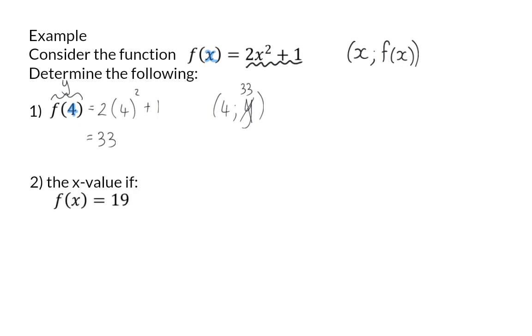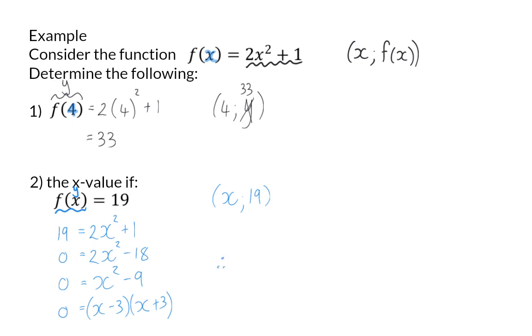In example 2, the x value is not given, but this time the whole y value is given as 19. So again, we are asked to determine part of a coordinate, but this time the y value is given and we need to determine the x value. That is why this time I'm going to take my equation and on the left-hand side substitute the whole f(x) with 19 so that I can solve for x on the right-hand side. Then you will see that there are two possible solutions for x, and x can be 3 or minus 3.